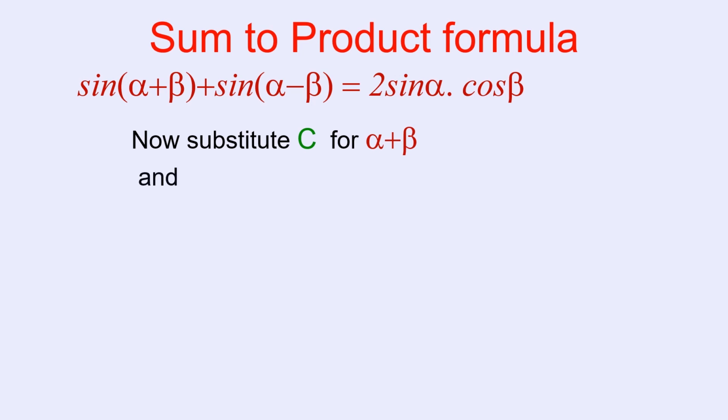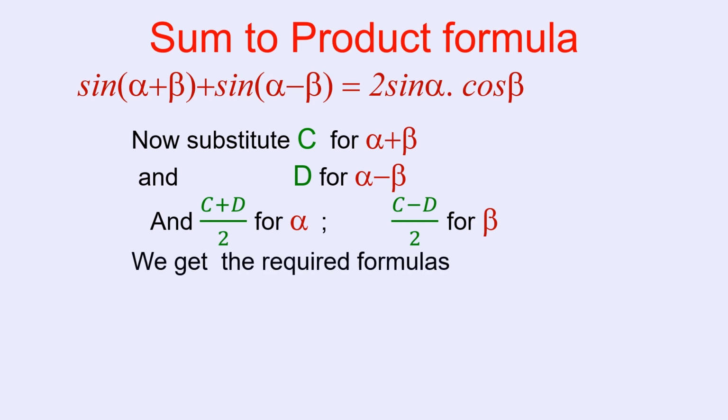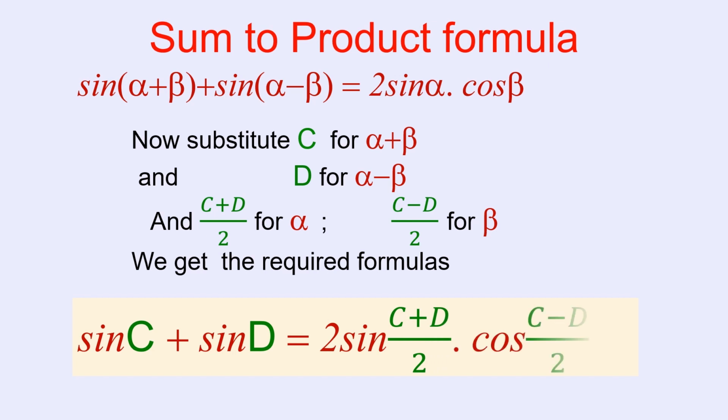Now substitute c for alpha plus beta, d for alpha minus beta, half of c plus d for alpha, half of c minus d for beta. We get the required formula: sine of c plus sine of d equals 2 times sine of c plus d by 2 into cosine of c minus d by 2.